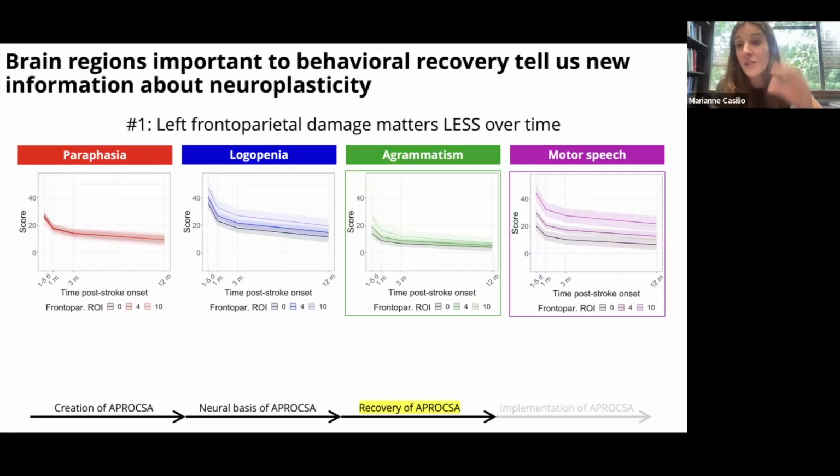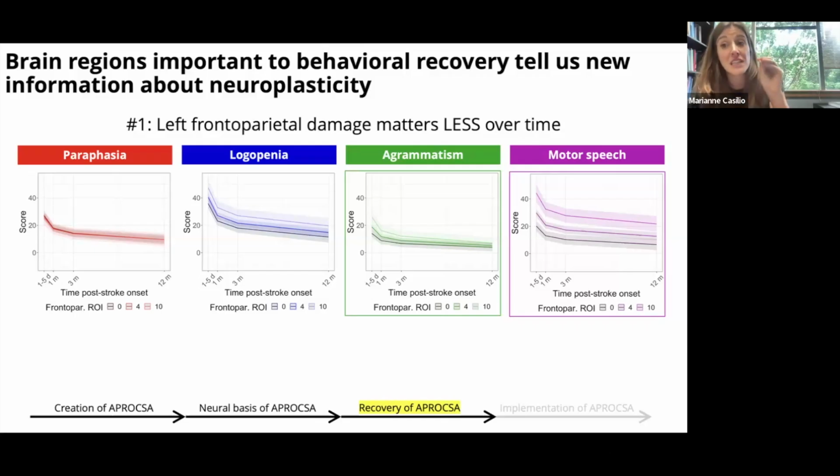And so one of the first core findings was that frontoparietal damage matters less over time, right? We can see this most markedly with the significant finding of agrammatism. It starts more fanned out in the beginning, so the amount of damage really mattered in terms of how agrammatic they presented. But as they got to that first year, it really did not make that much of a difference.